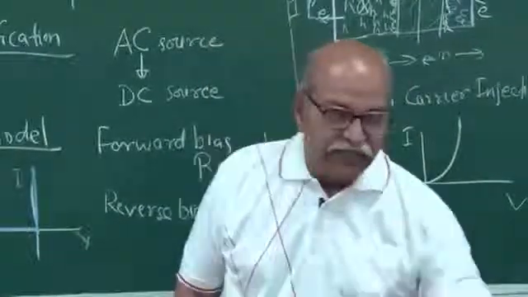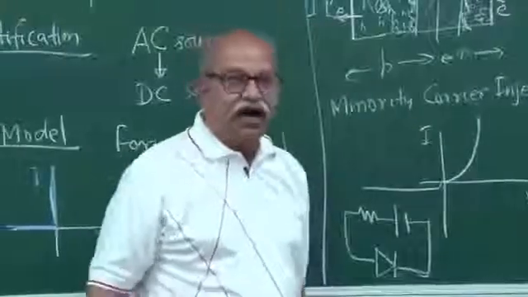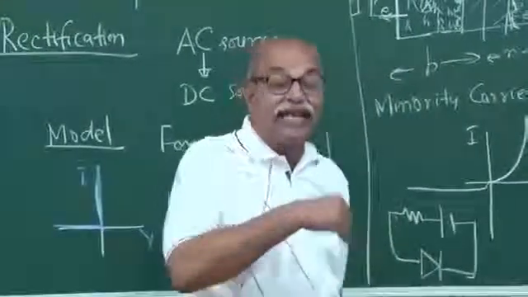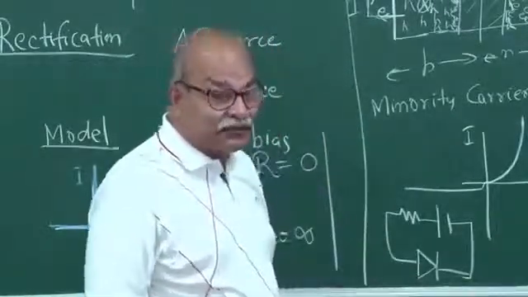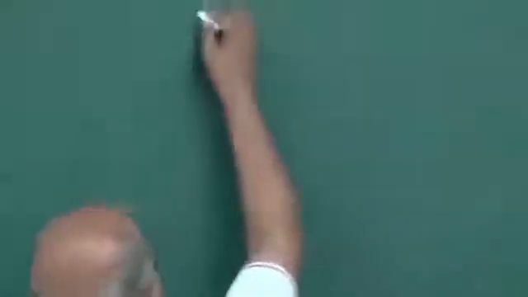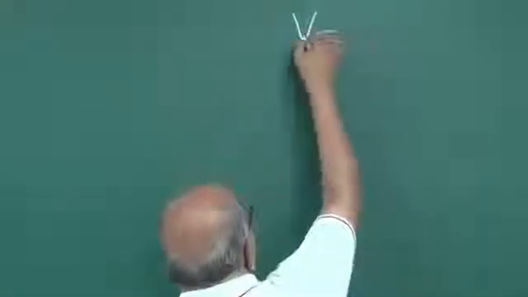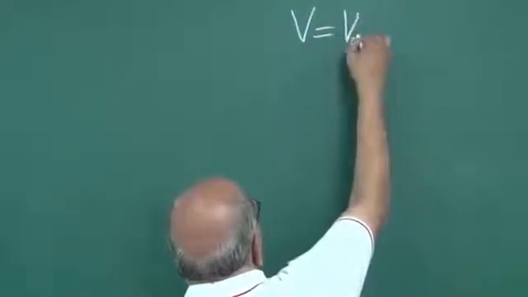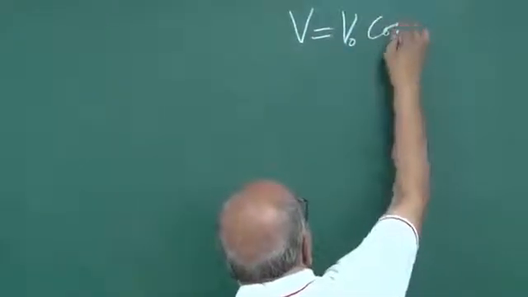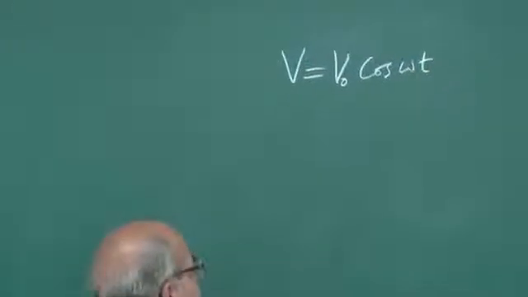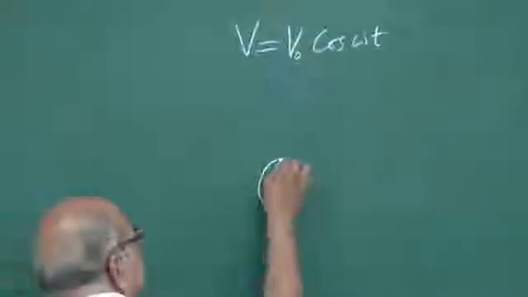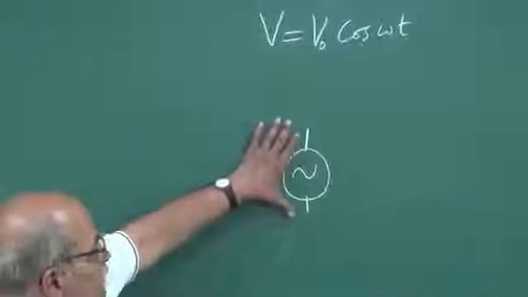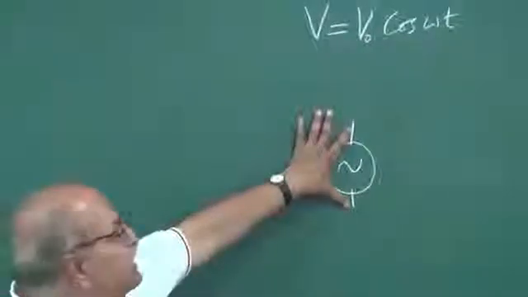Okay, so let me talk more about this rectification, how it can be done, or at least how the basic unit can be developed using this diode. Suppose you have an AC source. AC source means your potential difference V is some constant times cos or sine omega t, like this. AC sources are shown by this symbol. You have two ends, and the potential difference which appears here is this V.